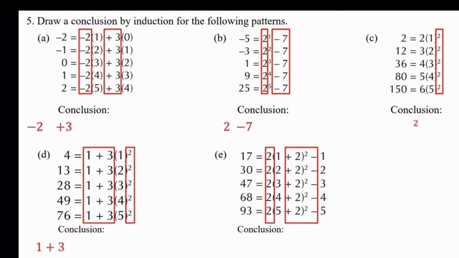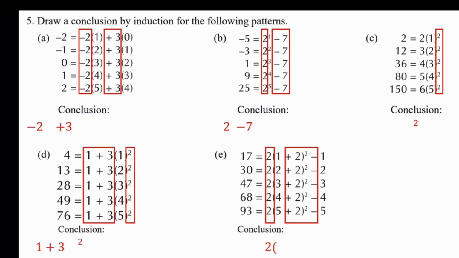So you notice that I actually wrote down those that remain unchanged down there. So we have minus 2 plus 3 for A. We have 2 and minus 7 for B. And then for C I have the small power 2. And then for D I have 1 plus 3, and then the power 2. And then for E I have the 2, plus 2 to the power of the small 2, and minus.